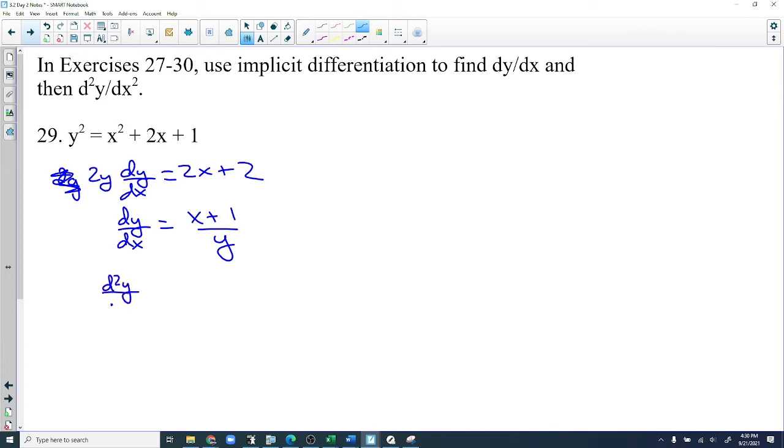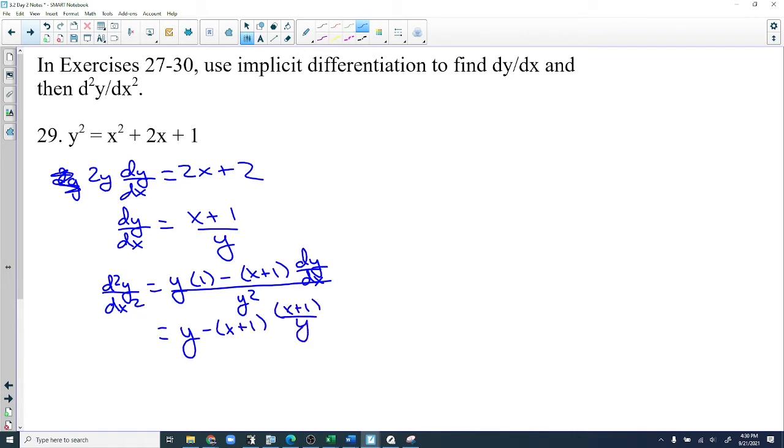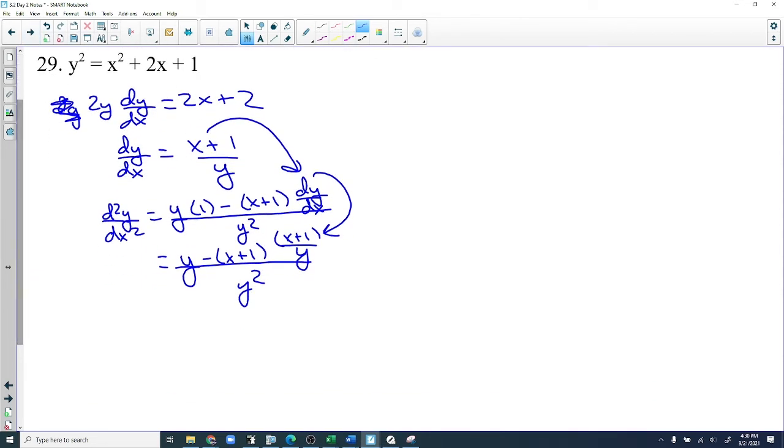So the second derivative is bottom times derivative of the top minus the top times the derivative of the bottom, which is 1, but we just took the derivative of y, so it's dy/dx, over y squared. And that's equal to y minus (x plus 1) times dy/dx, and we know what dy/dx is. It's (x plus 1) over y, so that's what we plug in for dy/dx. Now that's over y squared. Let's multiply everything times y so that these are going to cancel out. That's going to be y squared minus (x plus 1) squared over y to the third. We multiplied everything times y.